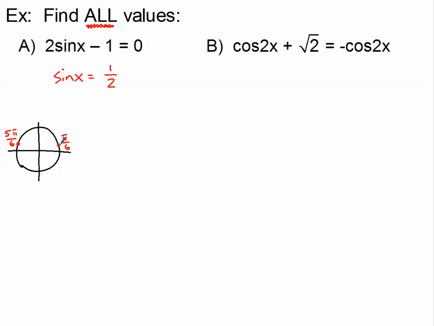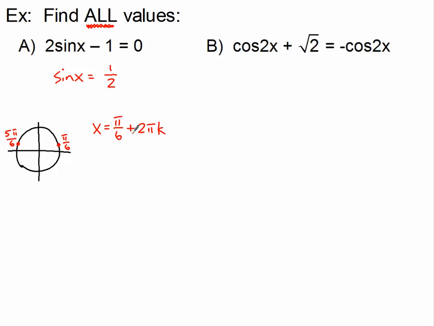Please understand that pi over 6 is not the only answer. We could wrap around the unit circle again and say 13 pi over 6, or wrap around 2 times and say 25 pi over 6. There are infinite answers. So what we're going to say is, yes, x can equal pi over 6, but we're going to add a multiple of 2 pi to that answer, because this means that we can wrap around the unit circle however many times we want. And remember, k is just representing an integer.